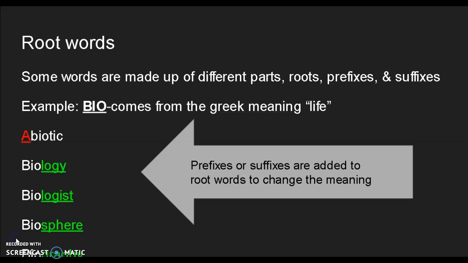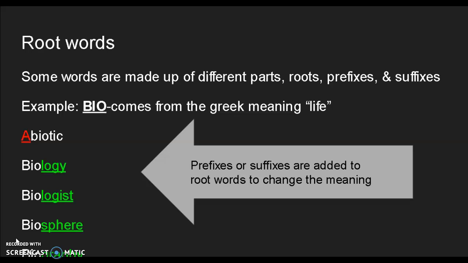So, here is a little bit of an English lesson for you. And this is all about root words. Some words are made up of different parts, and it includes a root word, prefixes, and suffixes. The root word is the main word. For example, bio comes from the Greek meaning life. So that is the root word. So basically, any word that contains bio in it is referring to life.